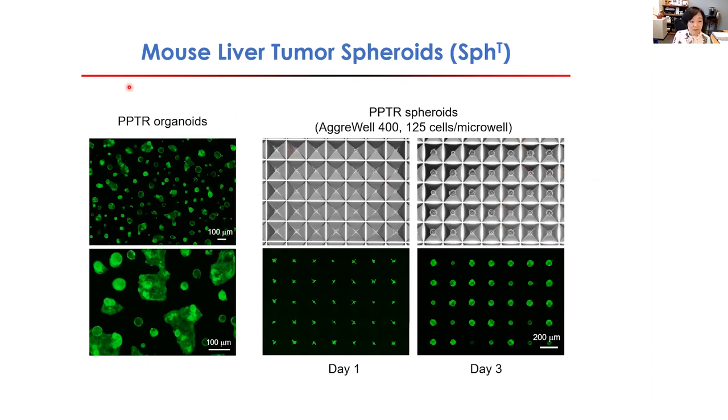These PPTR tumor cells also grow very efficiently under the organoid culture condition. But you can see from this picture that these organoids are all different sizes, different shapes, so organoids are very difficult to use in any downstream quantitative analysis. That's why we went for the spheroids, which in general are quite homogeneous in size.